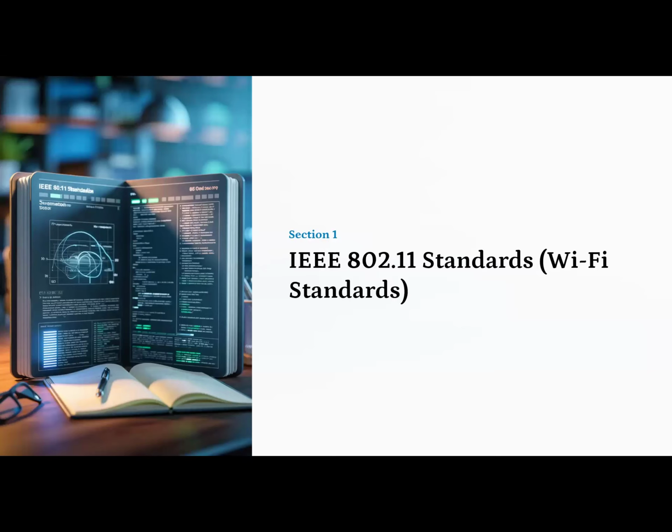Now let's talk about the first section in this area, which is the IEEE 802.11 standards. So this is the well-defined standard for Wi-Fi connections that we'll be using. This 802.11 standard defines the rules that allow wireless devices to communicate over the Wi-Fi, or wireless fidelity.